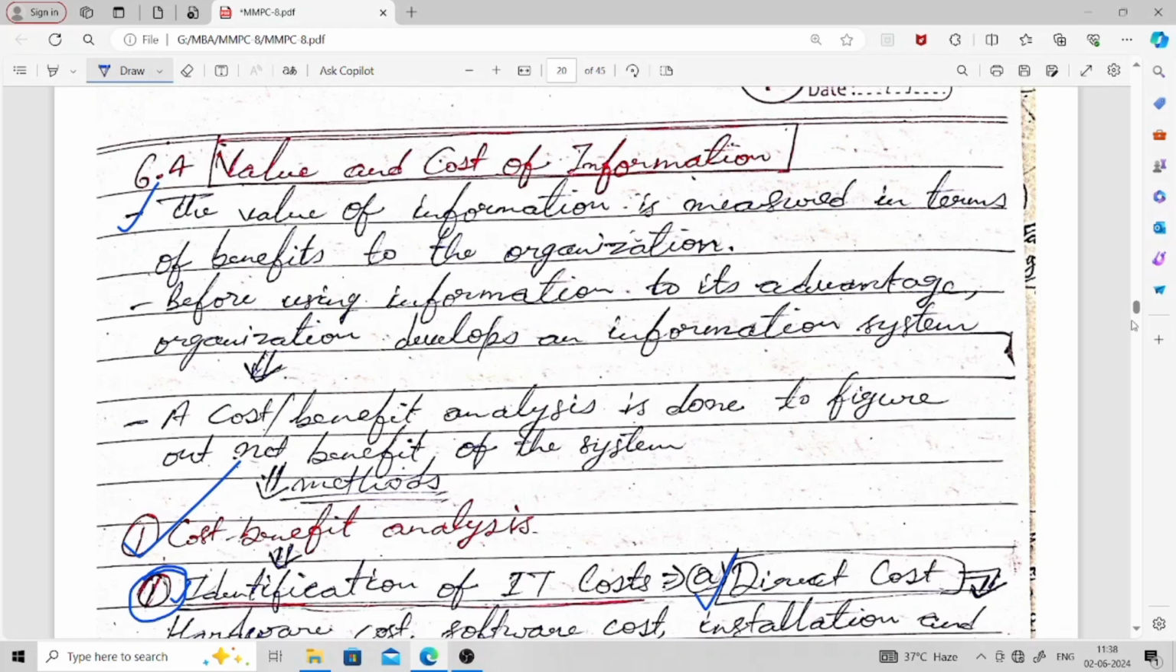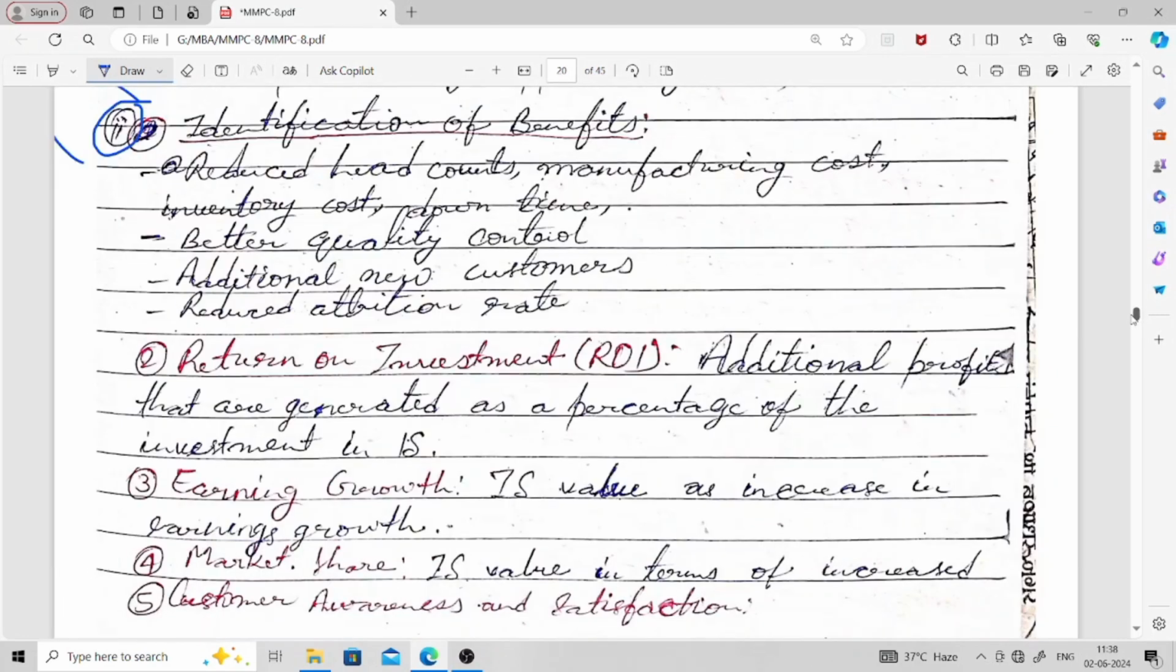And the second thing which we need to do is to consider return on investment, so additional profit. So what additional profit we get, or you can say is generated, as a percentage of the investment in information system. So what percentage in return you are getting by implementing a new information system, so that's what we consider here in return on investment. Then we have earning growth. IS value as increase in earning growth, that's given here. So when we use information system, then the earning increases.